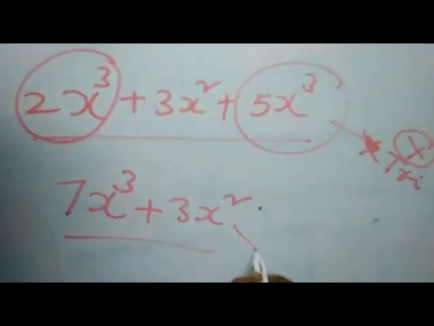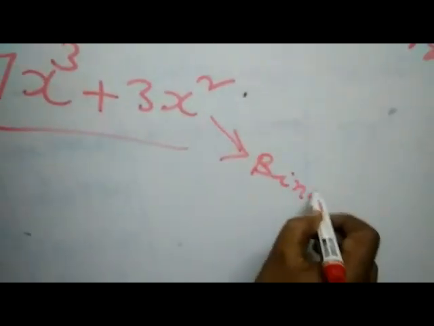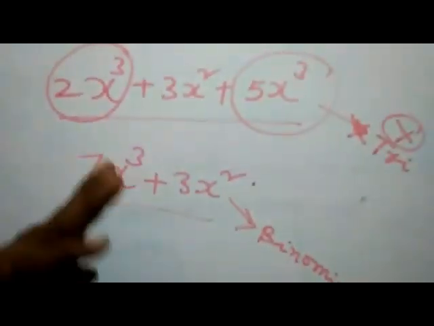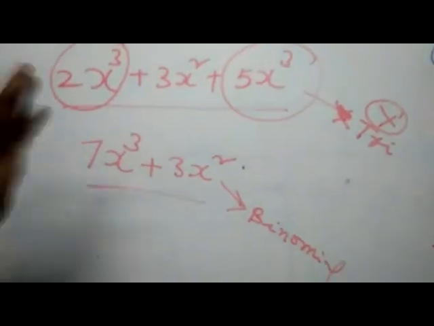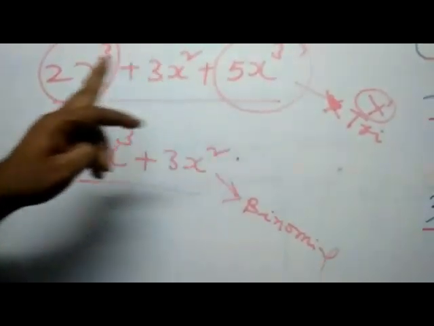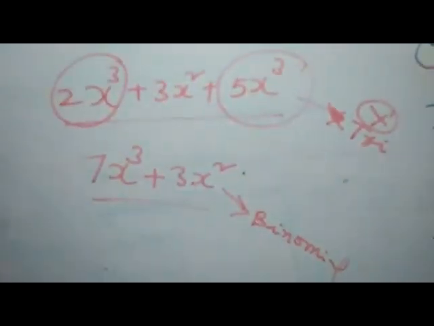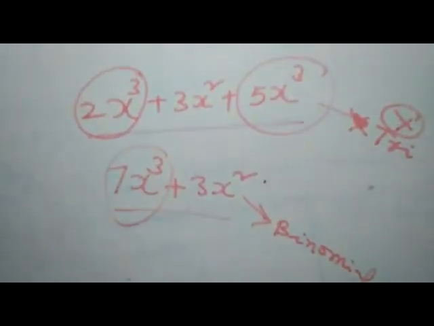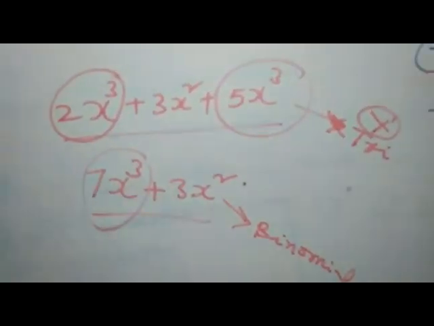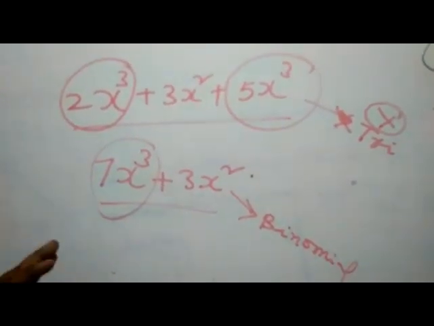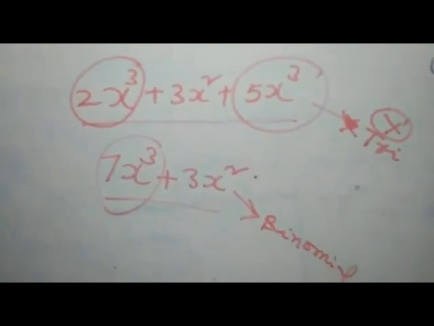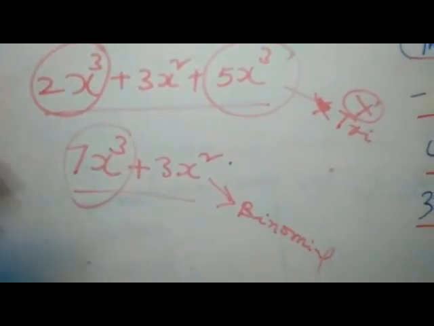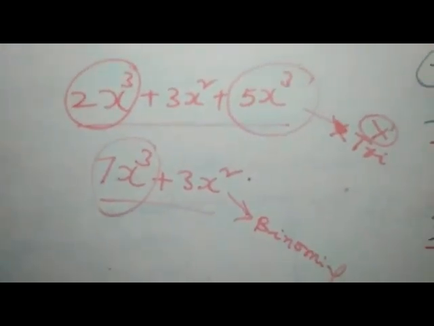Again, the given example is a binomial. That's why carefully see and write the answer. If you are thinking 3 terms are there, so it is a trinomial, don't think like that. Check the like terms. Here 2 like terms are there. If you add these 2, it will be one single term, 7x cube, plus 3x square. Then automatically that will be a binomial. Carefully check. A trinomial should have 3 unlike terms. A binomial has 2 unlike terms. This point is very, very important.